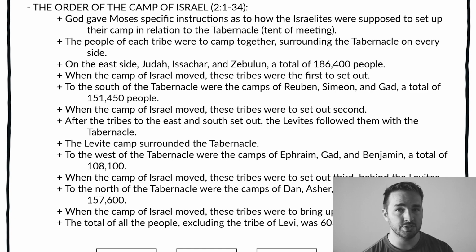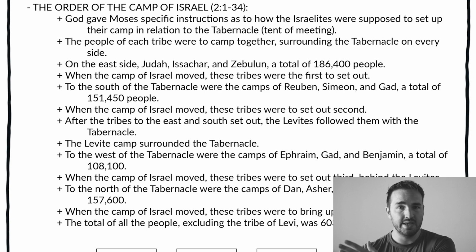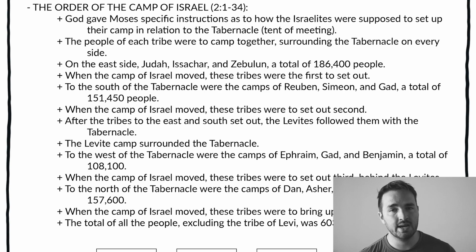186,400 of those guys. When the camp of Israel set out, remember the cloud and the pillar of fire that guided the Israelites? When that pillar of cloud moved, the Israelites knew that they were supposed to pack up camp and move to a new location. Well, when that happened, these tribes that were camped on the east side of the tabernacle, they were supposed to move first. All right? So that's the east side.